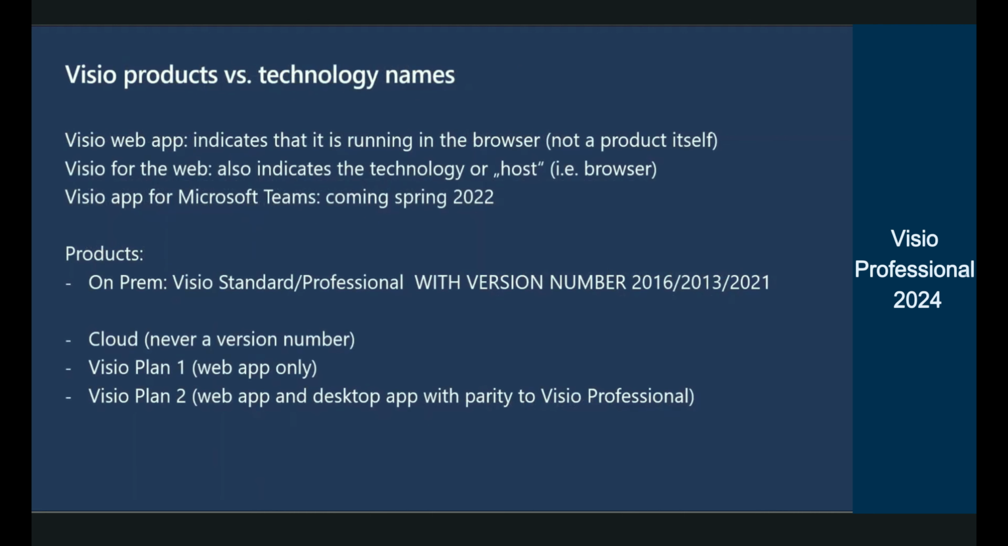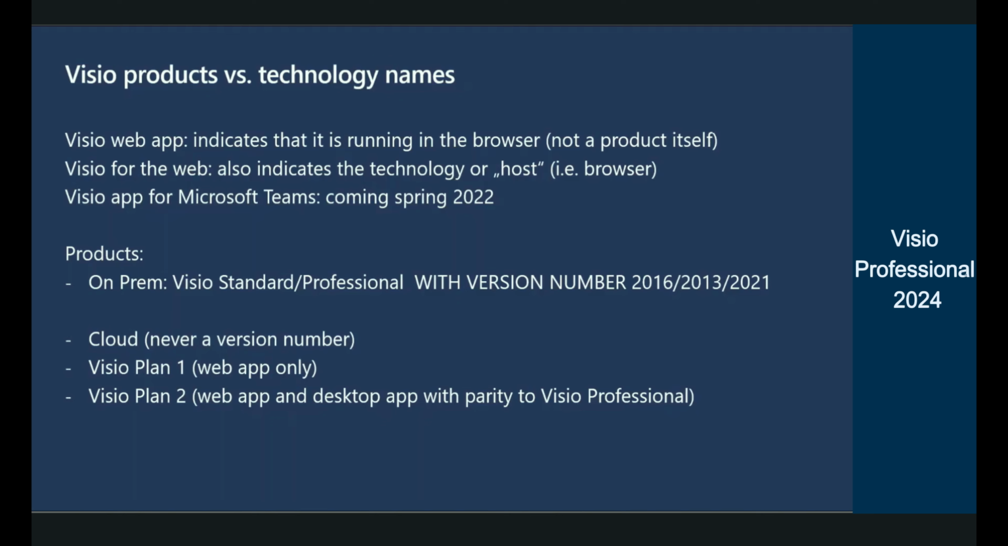Now, there is also something I'd like to point out, and that is the difference between a product name and a technology name. If you hear the phrases Visio for the web or Visio web app, that means you're just talking about Visio running in the browser. It doesn't indicate a product you can purchase. Now, as of now, we have covered one Visio product which is a Visio web app or Visio for the web type application, and that is Visio Plan 1. We will learn about another one very soon.